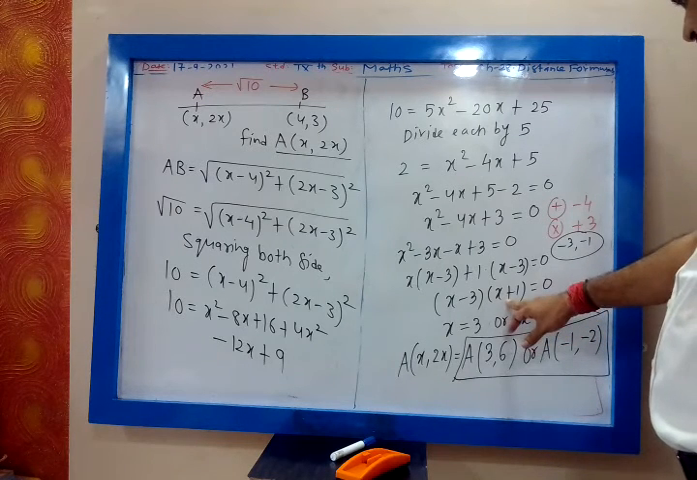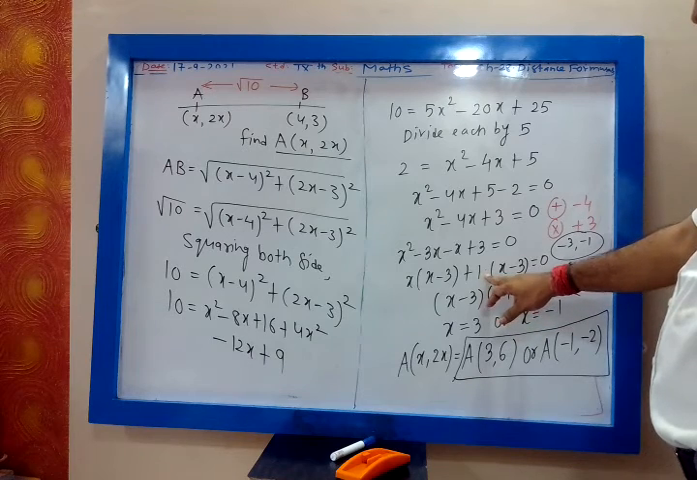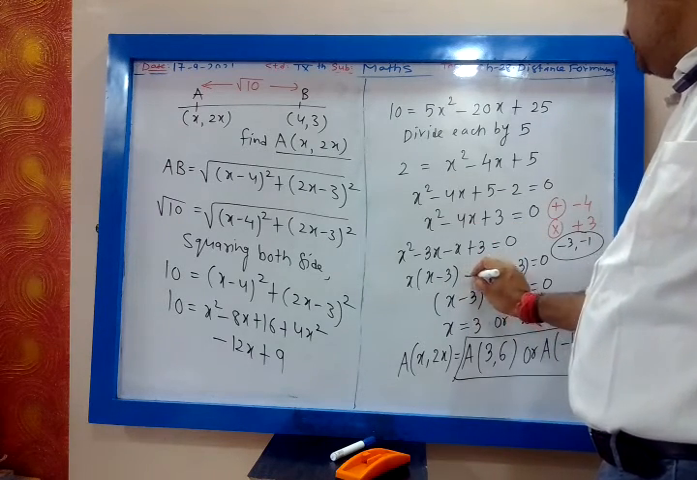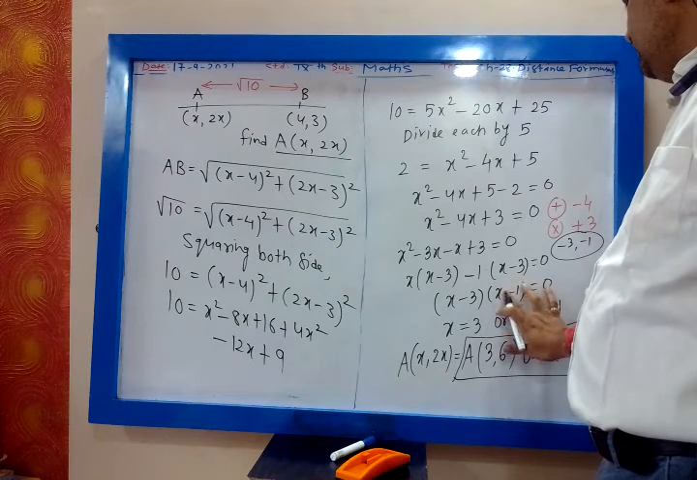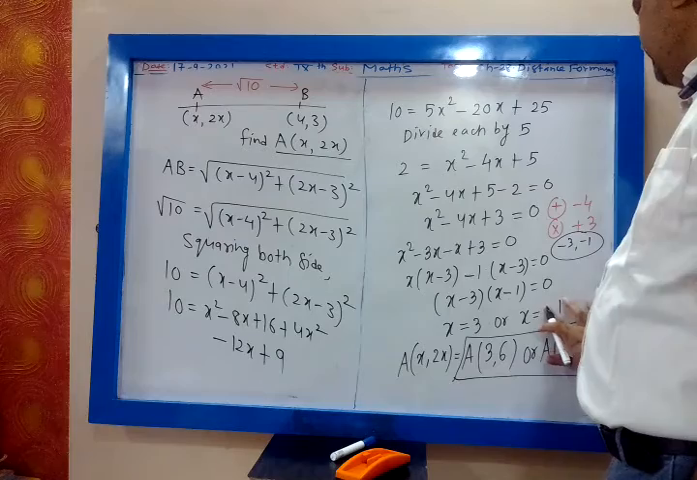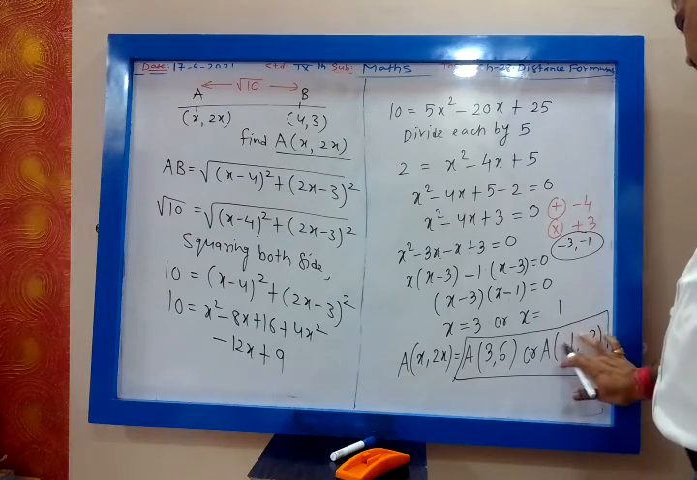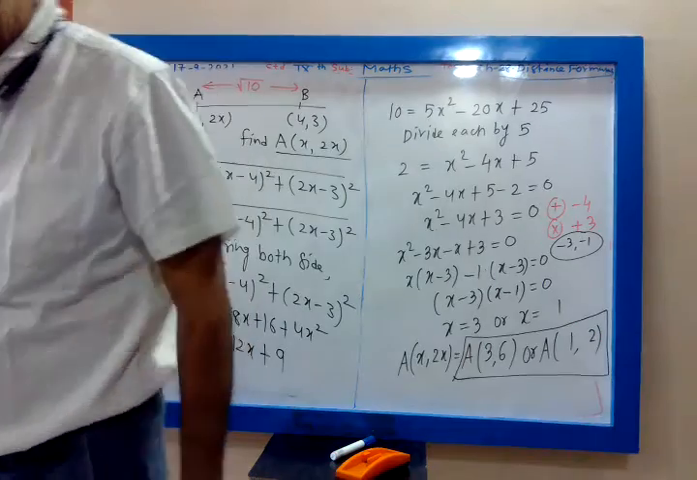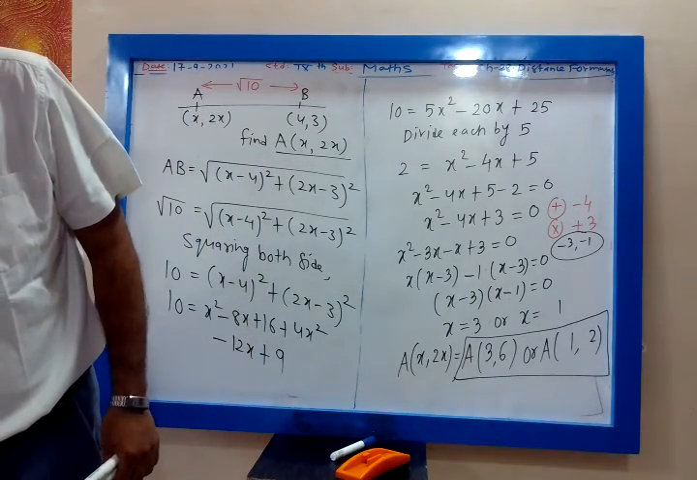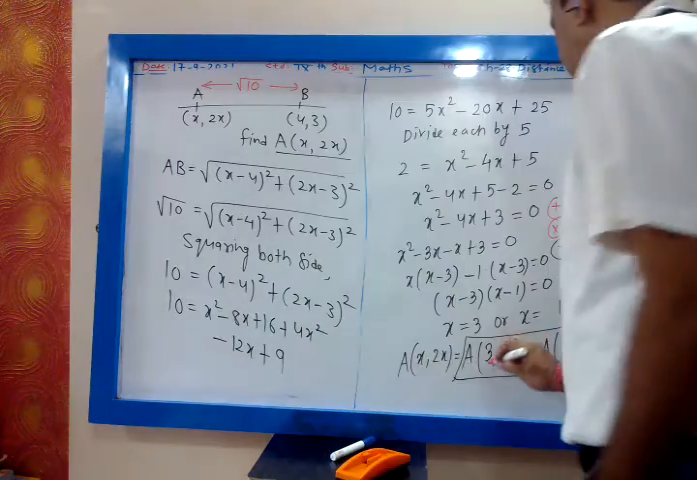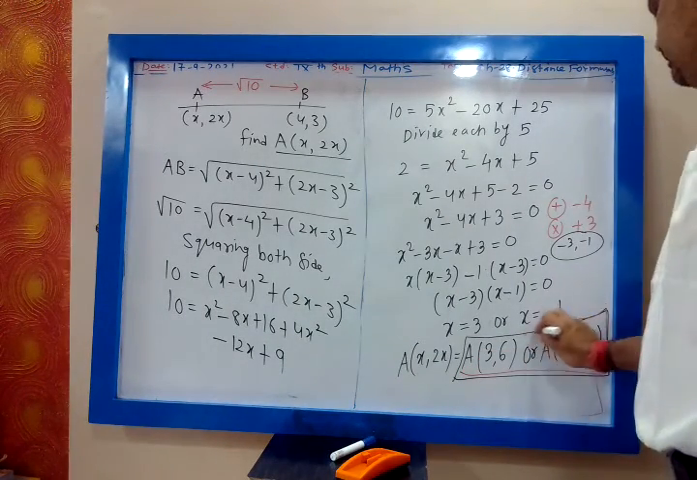Checking the third last step above that, x is equal to plus 1. So A will be 1 comma 2. The answers are 3 comma 6 and 1 comma 2.